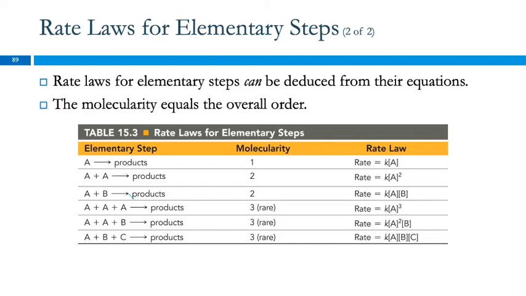What's dangerous about this is that we look at this and we like this so much. It's like, well, A plus A, that's 2A, and so here k[A] squared, 2, that's the coefficient, right? Yes, for elementary steps only. We can't do this with just every reaction we see. So we just have to be very careful.